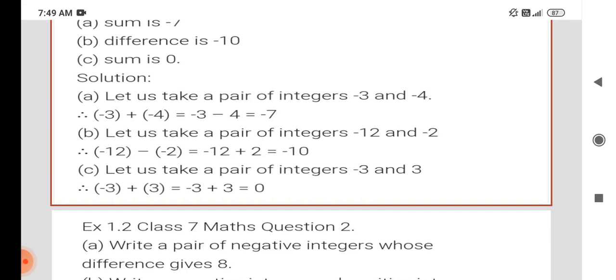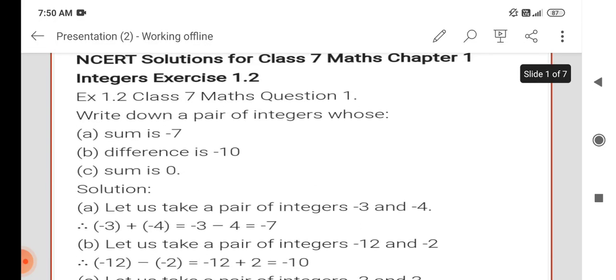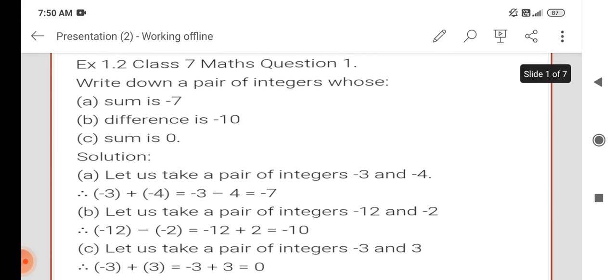Okay, sum is 0. Sum is 0 means you choose two integers of different sign, because a positive integer and a negative integer are always subtracted. So you put one integer negative and the second positive, add them, and get the answer 0. That's it. It is a very easy question, and it's your choice. You put any integer here.